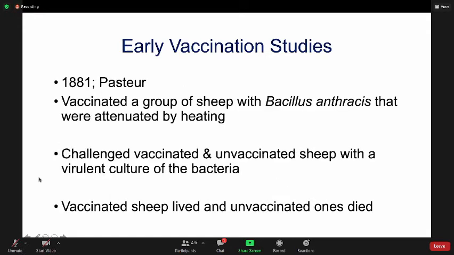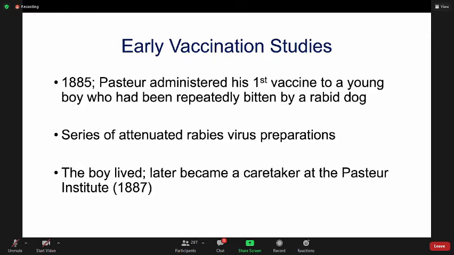He later went on to work with Bacillus anthracis. This is the bacteria that causes anthrax in animals, and he vaccinated a group of sheep with Bacillus anthracis that he had attenuated by heating. He challenged the sheep he had vaccinated and another group that he had not vaccinated with a virulent culture. And of course, it's the vaccinated sheep that did not develop disease, while the unvaccinated ones died. Just going further to confirm how vaccines work and how they provide protective immunity from severe disease.